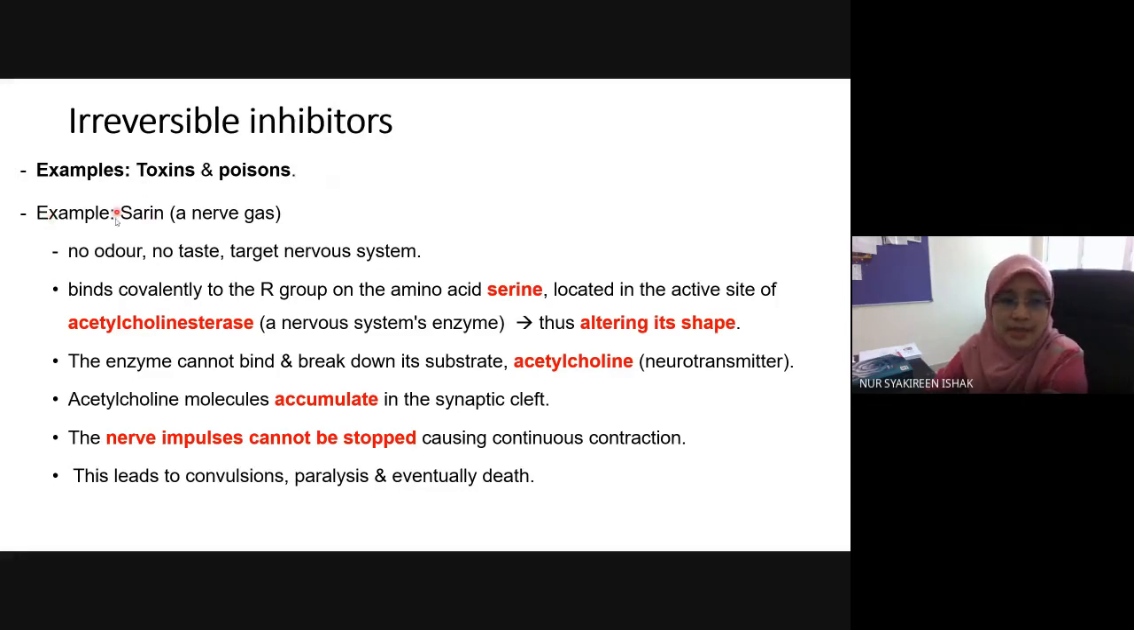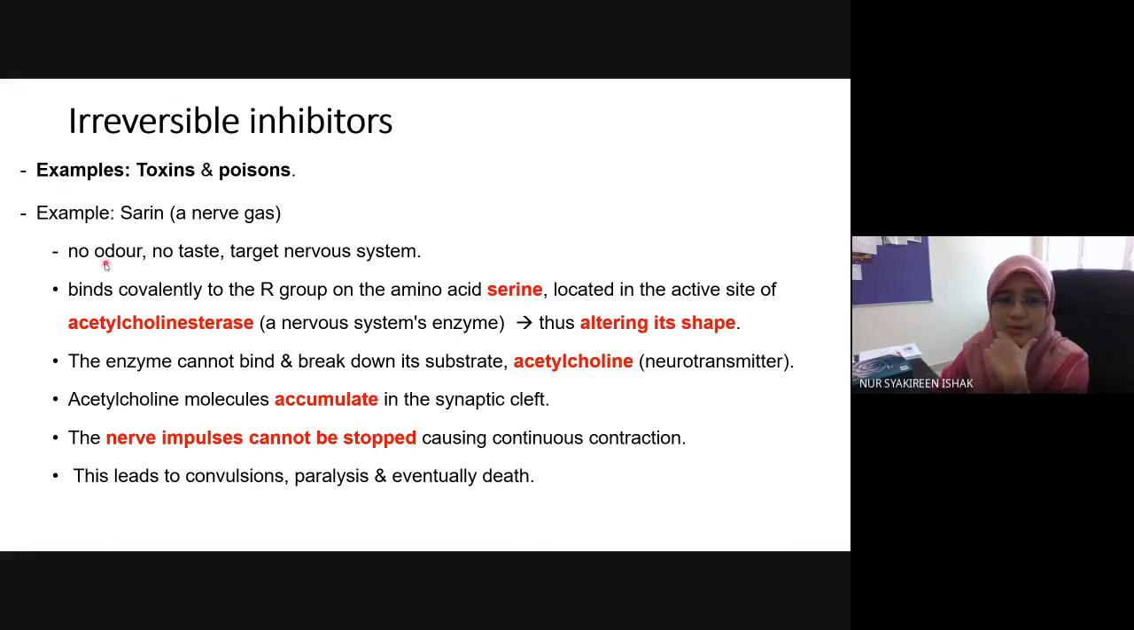An example here is sarin, which is a type of nerve gas. It has no odor and no taste, and it targets the nervous system, the transmission of impulses from neuron to neuron.